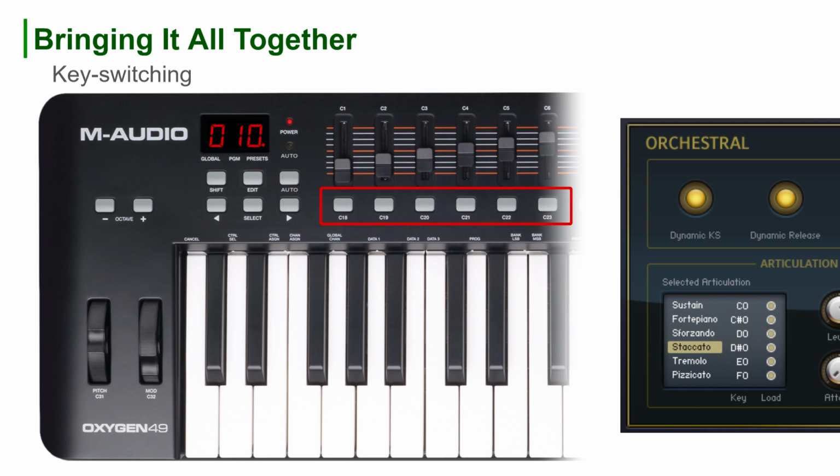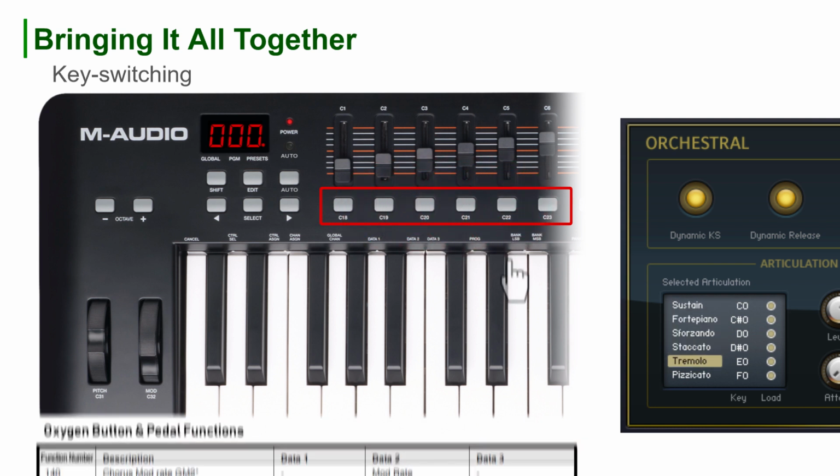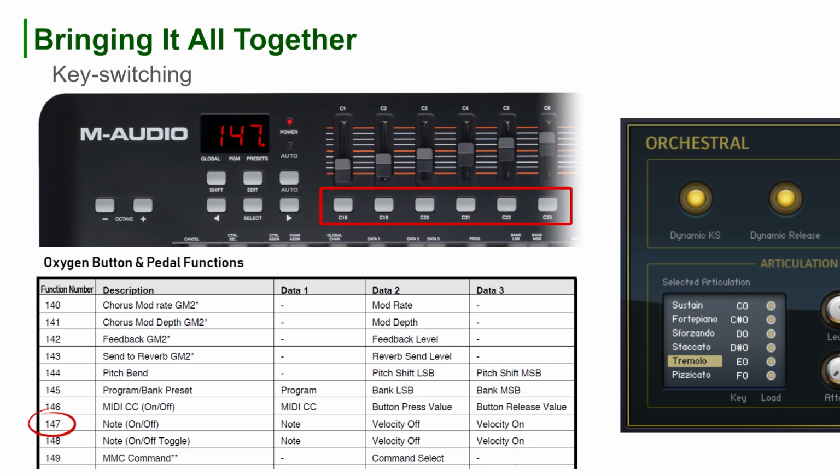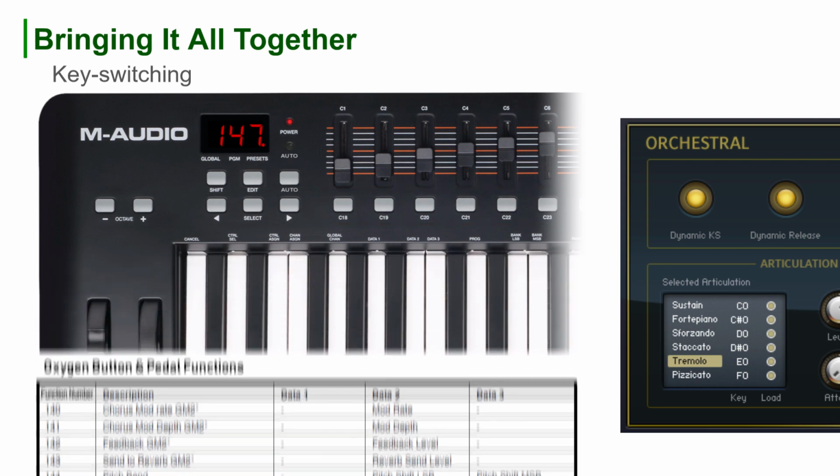But fortunately, the buttons on the Oxygen can be configured to send MIDI note on and note off messages. So I've created an Oxygen preset which will switch between articulations in most of the Kontakt factory libraries. The trick is to use function number 147 to send note on messages, and you'll learn more about configuring the Oxygen's buttons at the end of this video.